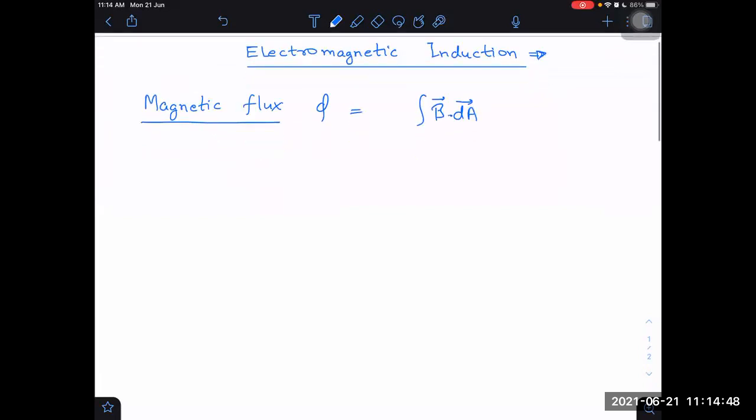Integration only, sir, if not uniform. If it is non-uniform, then integration. If it is uniform, then B can be taken out. If B is constant in magnitude and direction, then B can be taken out. Then flux will become integral of B dot dA, which can be just written as B dot area vector.